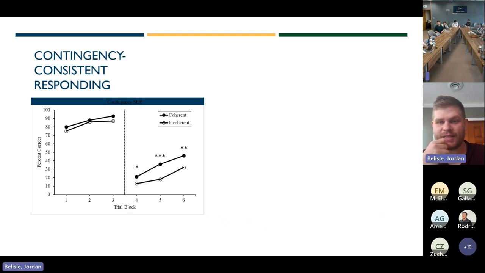We see the greatest difference after the contingency shifted. The coherence group was able to more quickly adjust their responding and build to almost 50% accuracy in the final trial block. So we need to do a deeper analysis of what were the types of errors, and we're going to do that over the next few months before attempting to publish this work. So again, you guys are some of the first people to see these results.